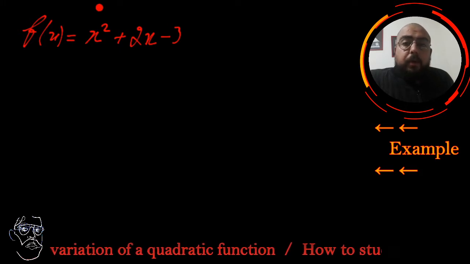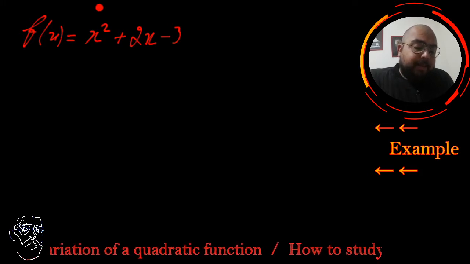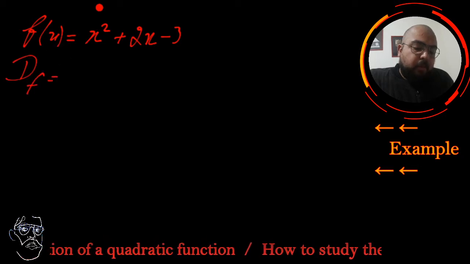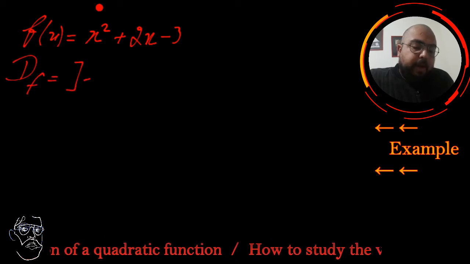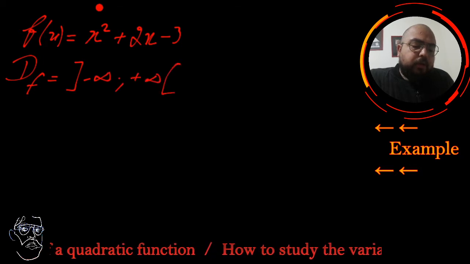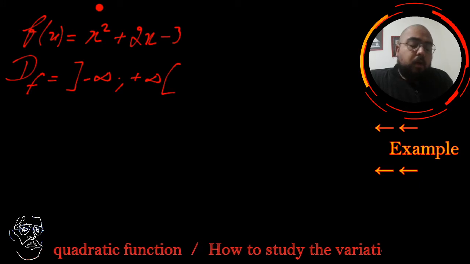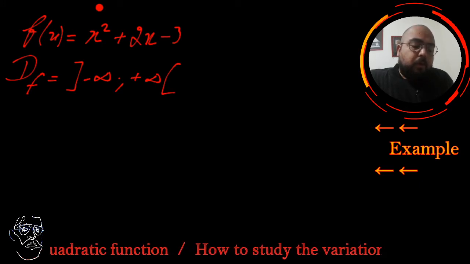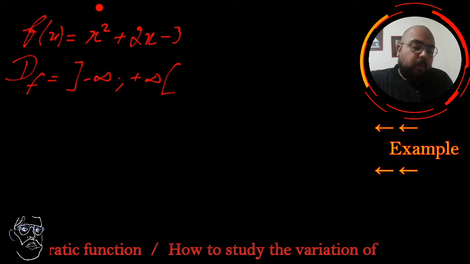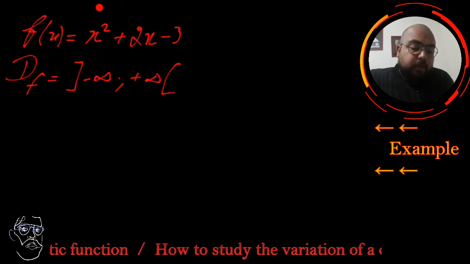Since it's polynomial, you can directly say that the domain of definition, Df, is equal to minus infinity to plus infinity. There are no values which I should be rejecting. I will have to consider the whole real numbers. The second step is to study the limit.